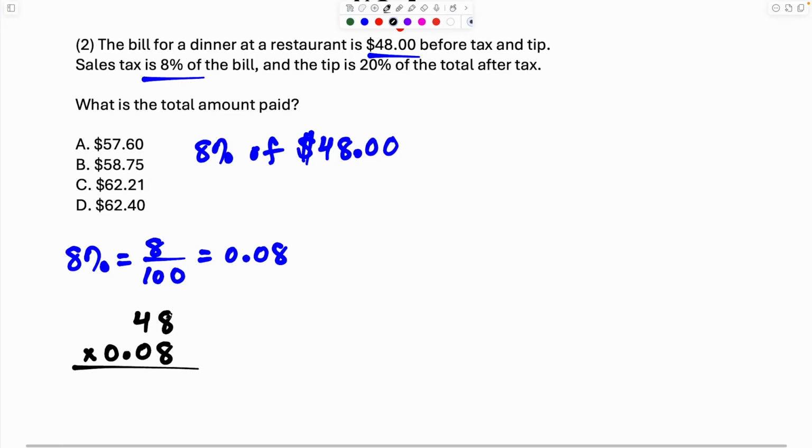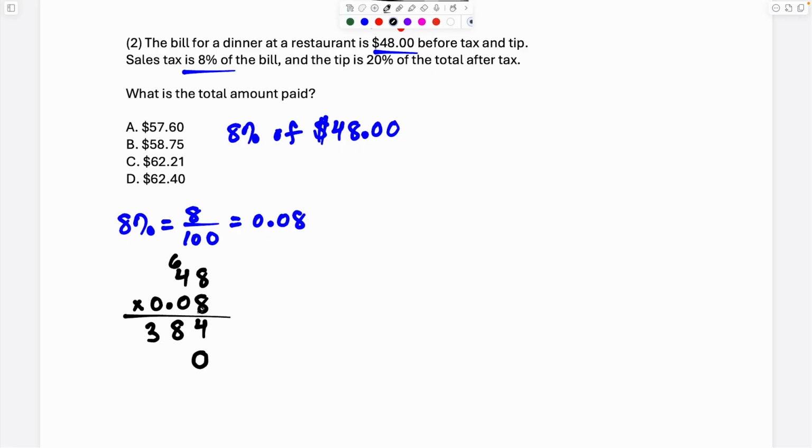We have 8 times 8 is 64. So we put a 4 and carry the 6. And then we have 8 times 4 is 32. 32 plus 6 is 38. And now I could go on to the next row. So in the next row, we'll put a 0 as a placeholder. And we have 0 times 8 is 0. And then we have 0 times 4 is 0. And then from here, at this stage, we could just go ahead and add everything up. So let's go ahead, and we have 4 plus 0 is 4. 8 plus 0 is 8. And then 3 plus 0 is 3.